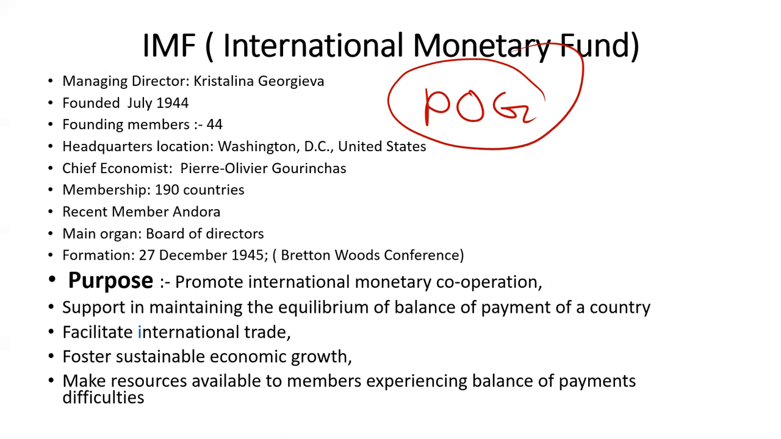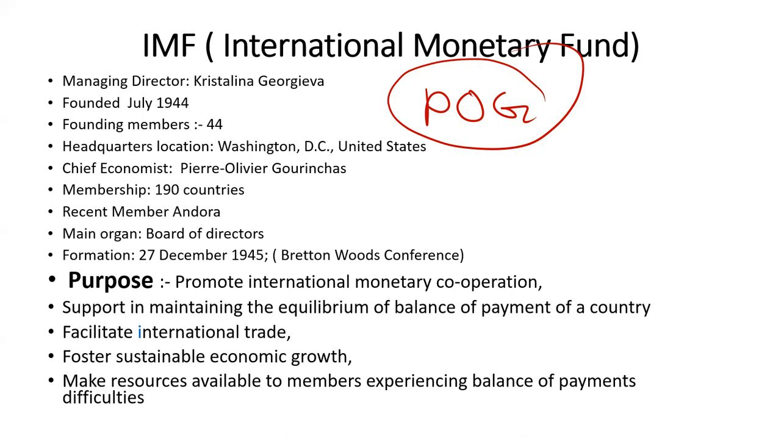Then how many members does the IMF have? 190 countries are member countries. Recent members are generally asked in the exam, so I have added the most recent member, Andorra, which joined in 2020. Then who is the main organ of the IMF? This is the Board of Directors. Then formation: the IMF was formed on 27 December 1945 in the Bretton Woods Conference. This is the date from which it came into effect.